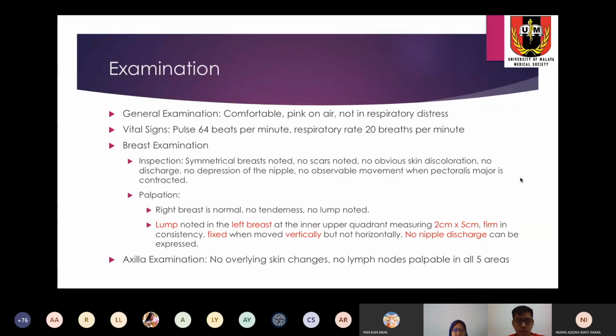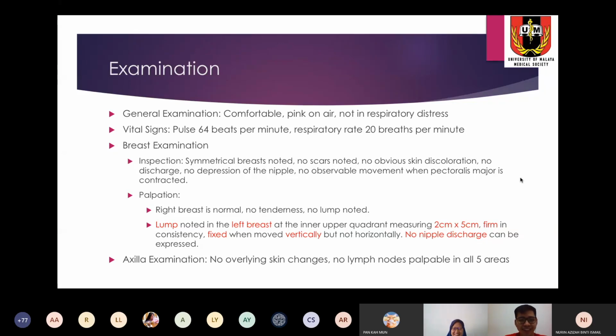Okay, so this is the examination. I'd just like to read it to you. The general examination is quite normal, comfortable, not in respiratory distress. Vital signs: 64 beats per minute for the pulse. Respiratory rate is about 20 breaths per minute, a bit borderline tachy, but not yet. Sorry, tachypneic or tachycardic you're talking about? Tachypneic, not tachycardic. It's borderline, one more breath and it would be considered so.